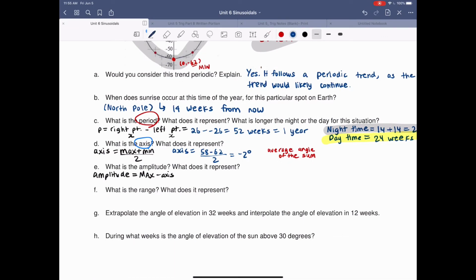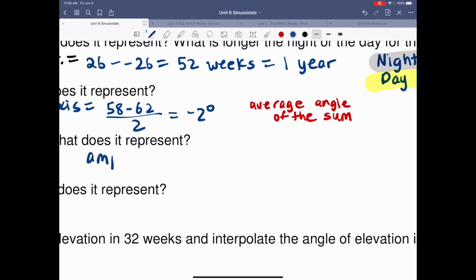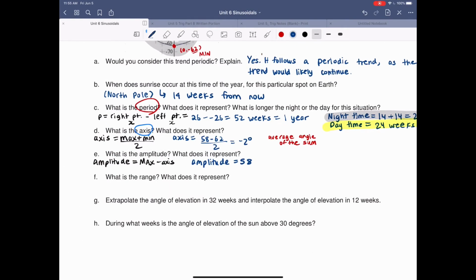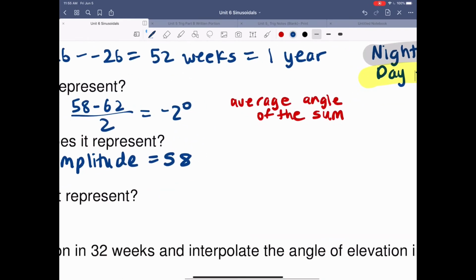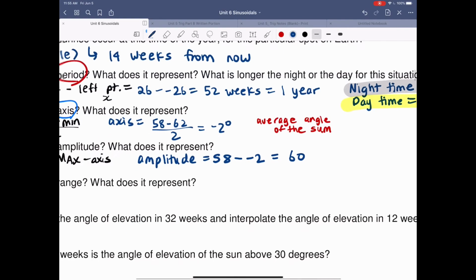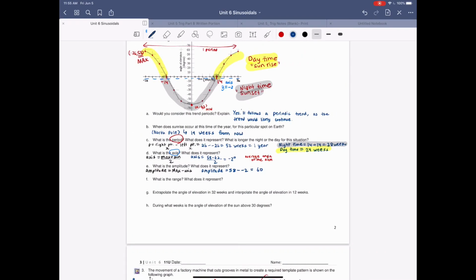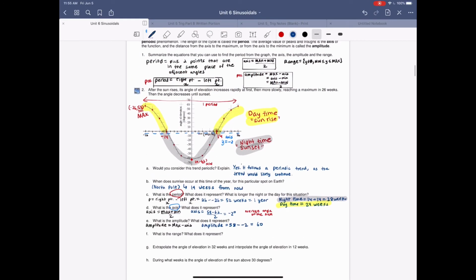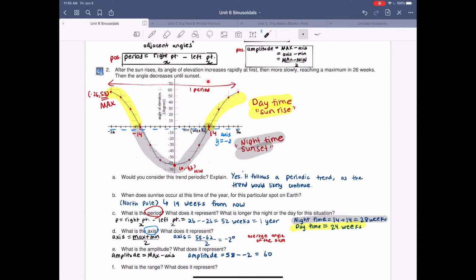So when I plug in, I'm going to get amplitude is equal to 58 minus the axis, which is minus 2, which is equal to 60. So if you notice, there's a lot of equations involved. So rather than focusing on equations, I really like looking at the graph and then maybe making your equation based on it. Period is, how long is it from one coordinate to the other, making sure that you are making a full cycle.